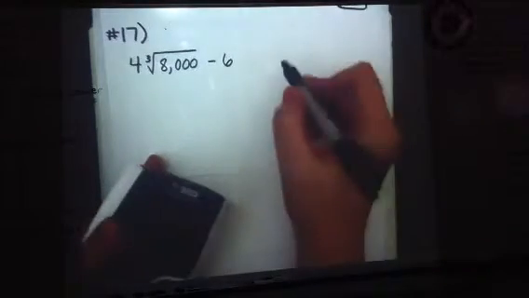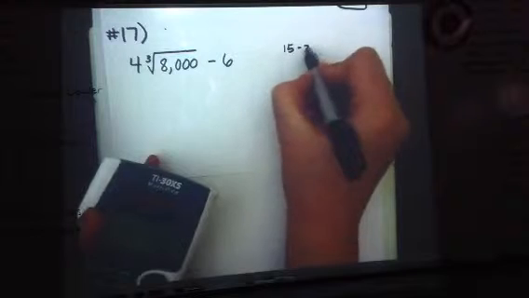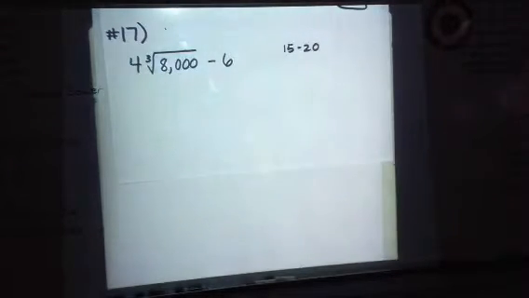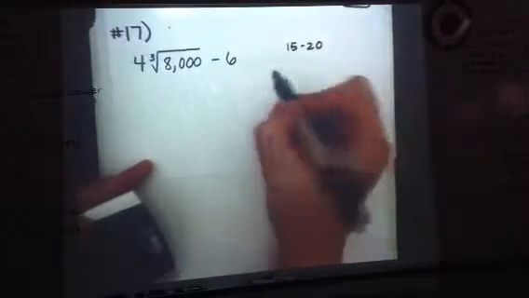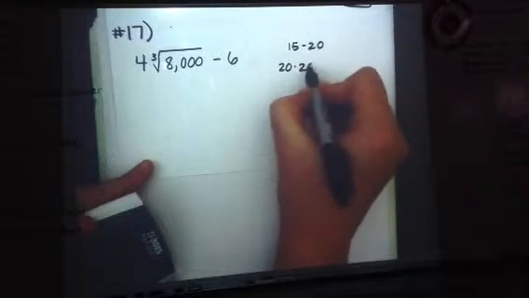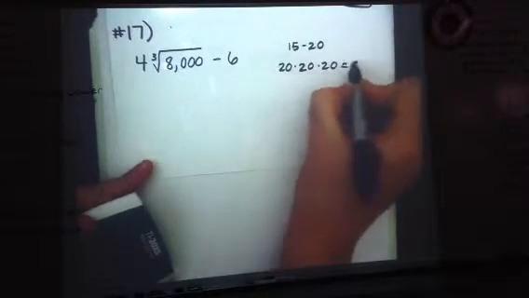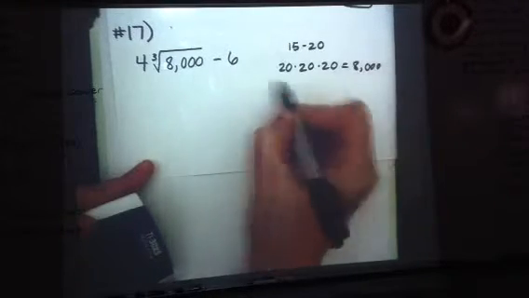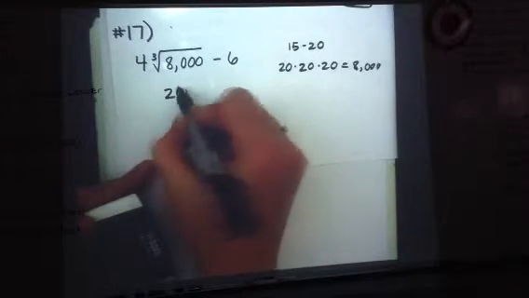So let's try between 15 and 20. Okay? I'm going to just do 18. 18 times 18 times 18 would be 5,000, so I'm getting closer. 20 times 20 times 20. There's my 8,000. Okay? So I know that the cube root of 8,000, I'm going to get 20 times 20 times 20 equals 8,000. So I know the cube root is going to be 20.